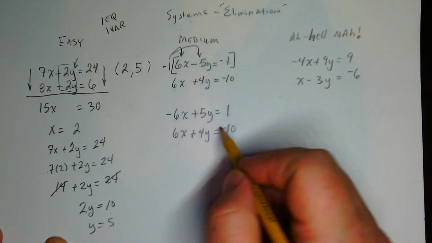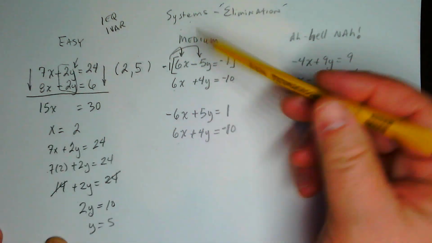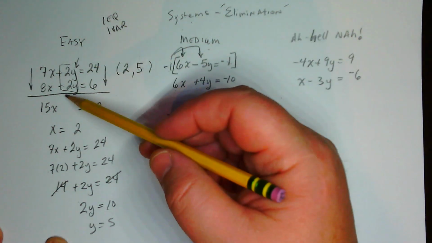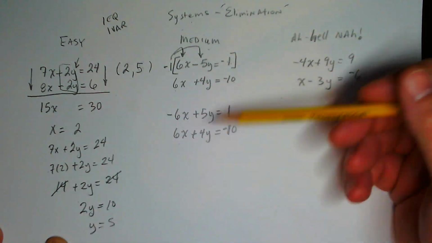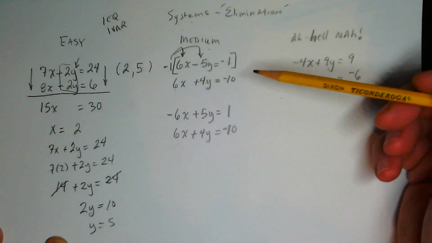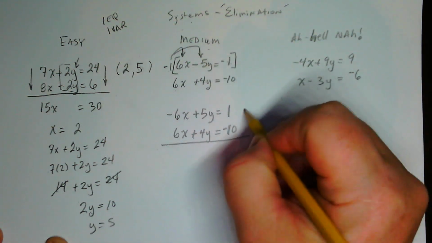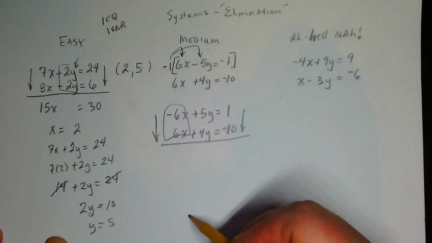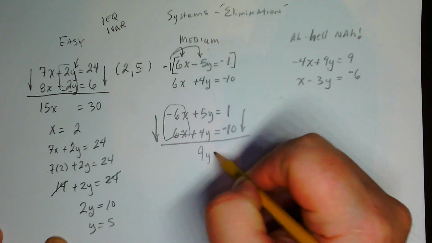So now we have the same situation we did here. So we took this medium problem, we made it into an easy one. That's kind of the idea. If it's not already easy, you're going to do something to make it into an easy one. Then you're going to combine the two, like this, to eliminate one of the variables. Here, that makes 0, so you're left with 9y equals -9.